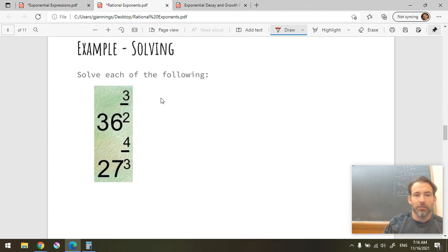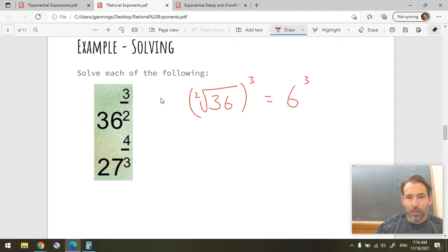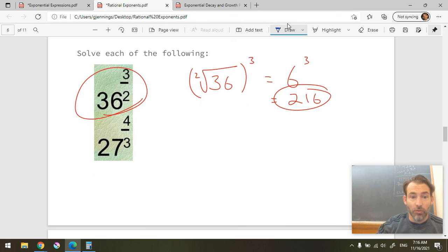Okay, solving. Solve each of the following. 36 to the 3 over 2. Okay, well, I can write that as 36, but I want the square root of that, and then I'm going to raise that to the power 3, and so that's equal to 6 to the 3. That's equal to 216. Done. Final answer for this one. All right, and now let's change colors because I like blue, and I like to be able to draw. 27 to the 4 over 3.